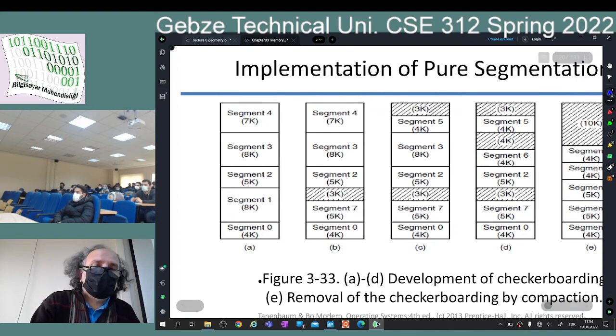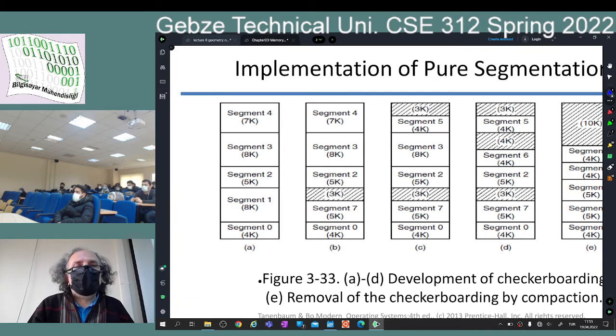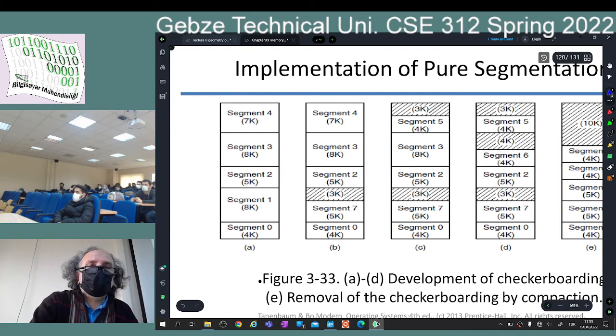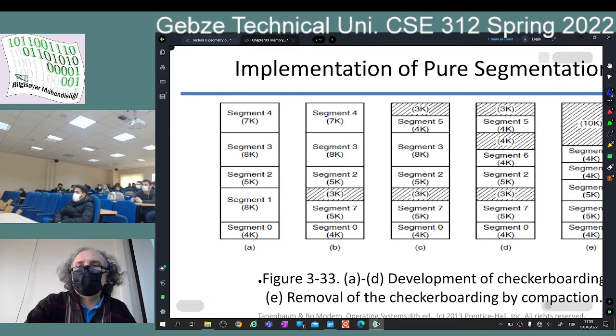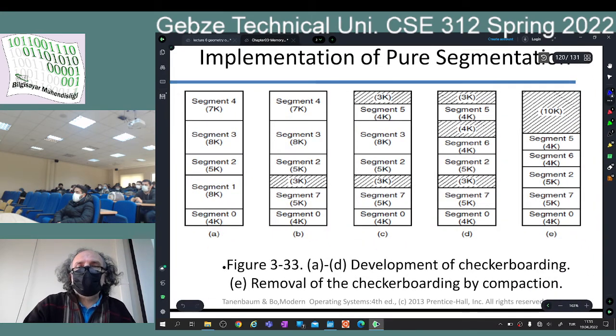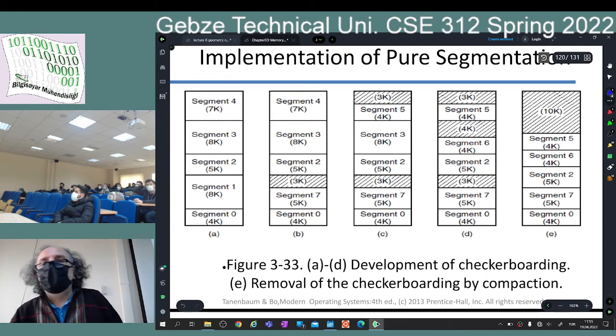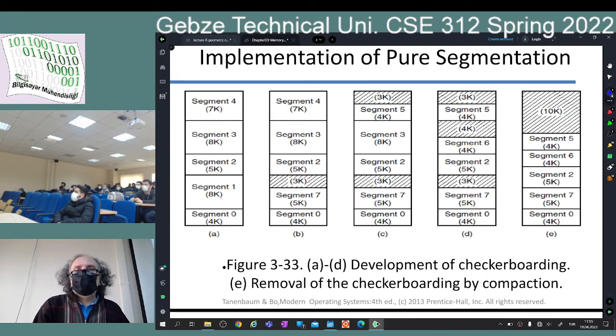So I have this 3K space now. And then if I need a new segment number 5, I got rid of segment number 4 and I put it in there. So what am I having in here? Okay, I will end up having this place empty, and this place empty. I have a total of 10 kilobytes available in my memory, but I can't have a contiguous segment of size 10K, right?